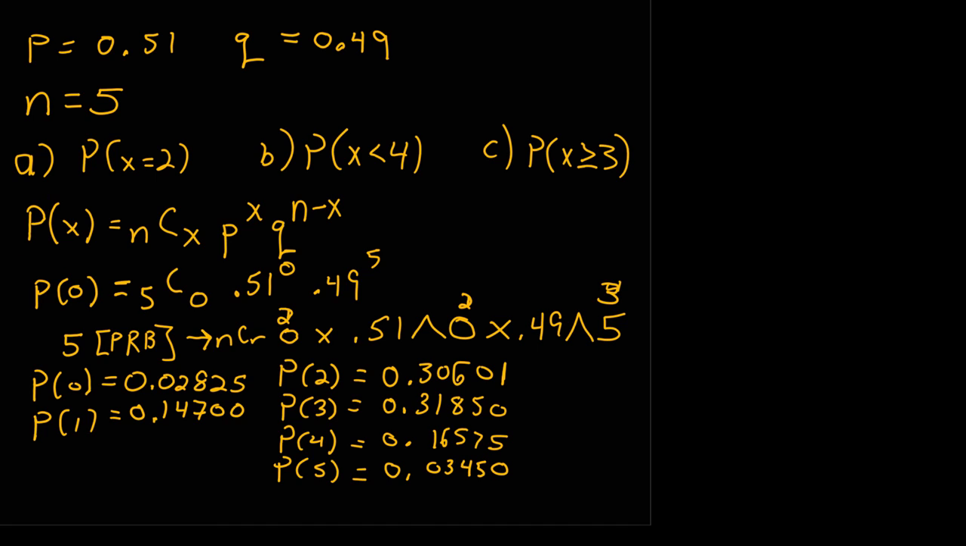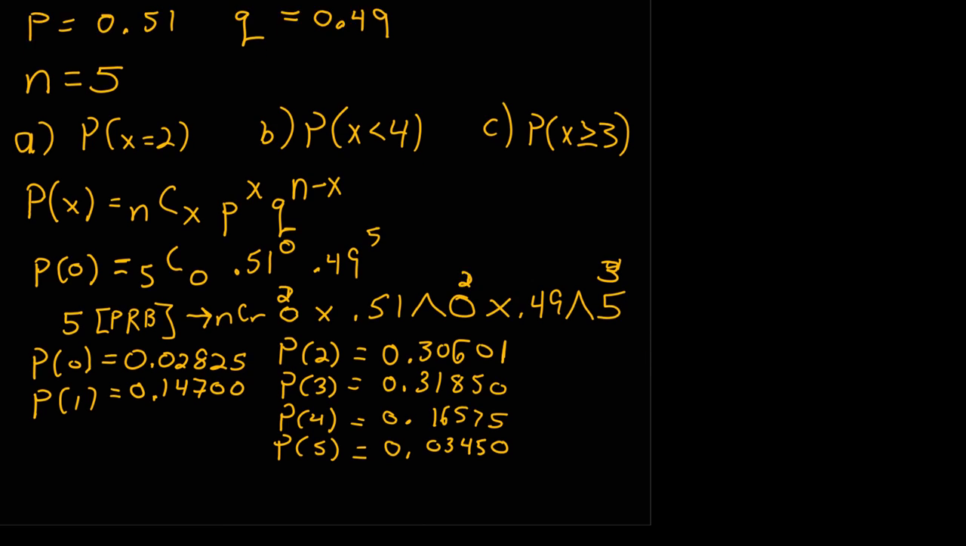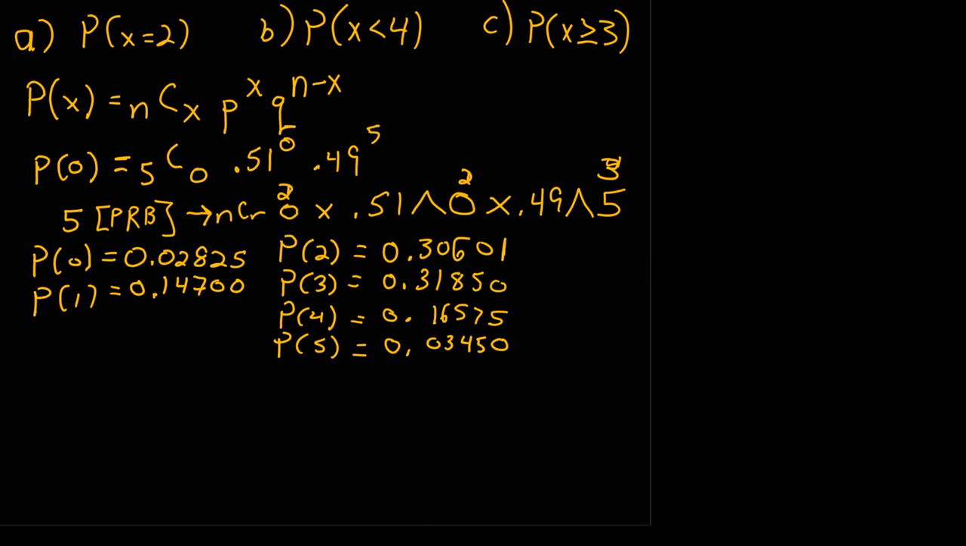And so for A, for the probability of it being exactly equal to 2, I look at the chart of values that I just made, and I get exactly 2 is 0.30601. And the book is saying we want 3 decimal places. So this will be 0.306.